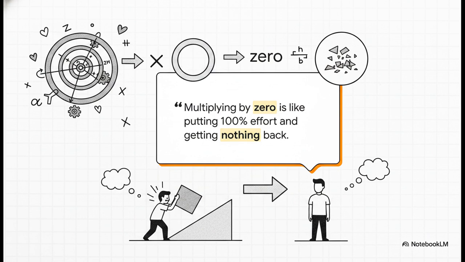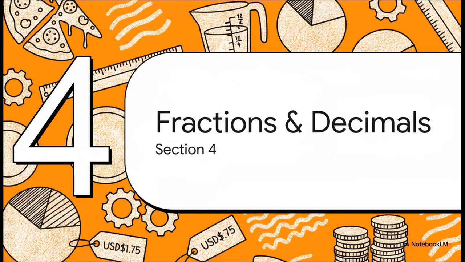It's exactly like putting 100% effort into a relationship where the other person gives absolute 0 back. No matter how hard you try, the mathematical result is always, inevitably, 0. Let's pivot a bit and check out Section 4, Fractions and Decimals.